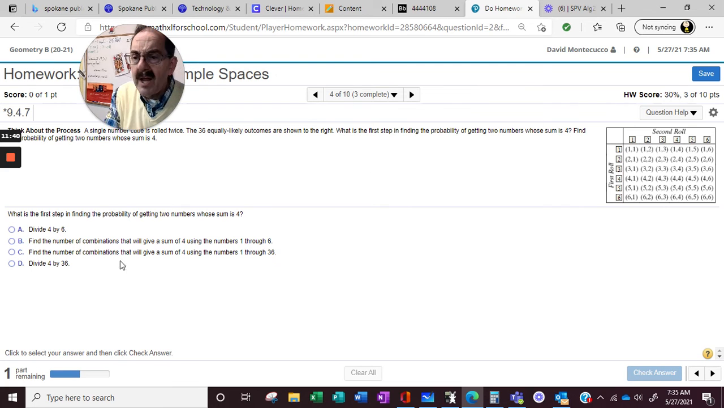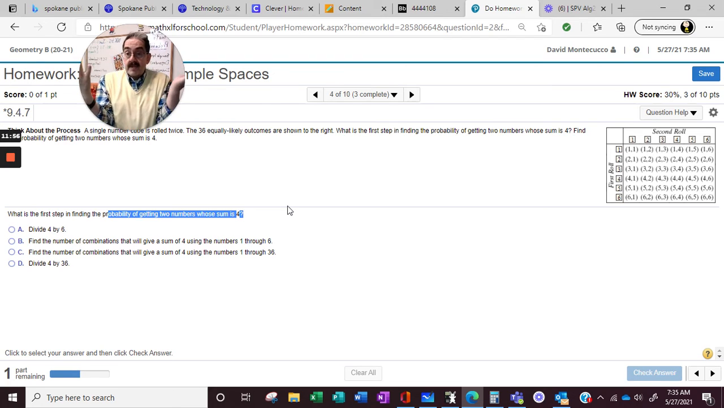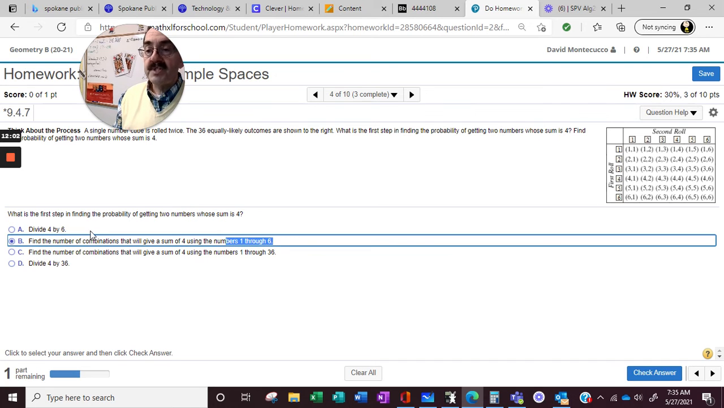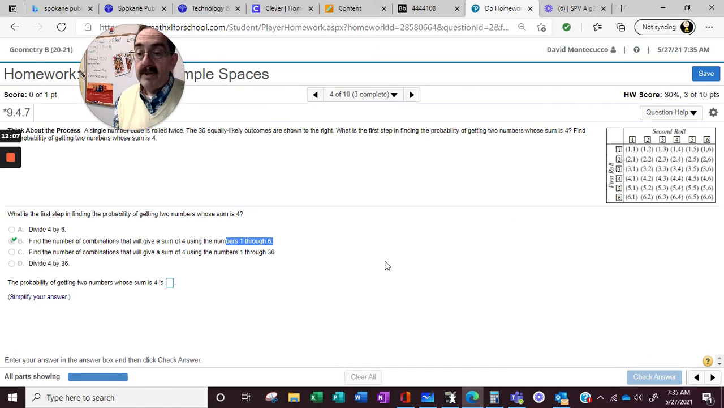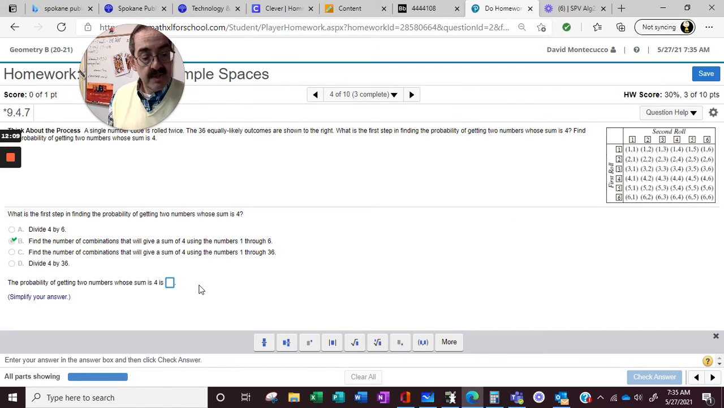Okay? All right. So what is the first step in finding the probability of getting it? Okay, we did 1, 3, 2, 2, 3, 1. Our first step was to find the choices. Find the number of combinations that will give you a sum of 4 using 1 through 6. Boom. Okay. Probability of getting that was 3 out of the total number of 36.